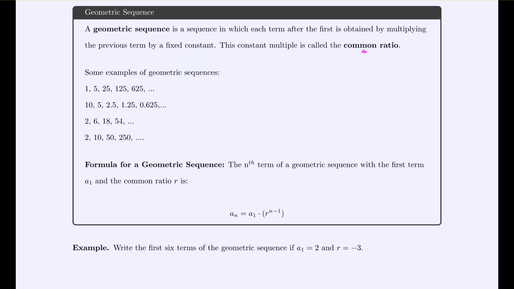Let's look at some examples of geometric sequences. So this is an example of a geometric sequence. Take a moment to identify the first term, and then try to identify the constant multiple. How do you go from one term to the next by multiplying by a fixed value?